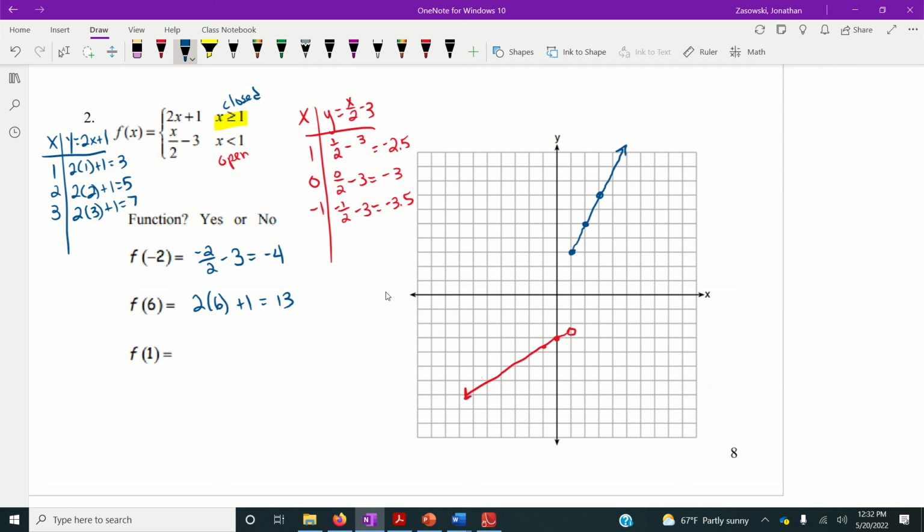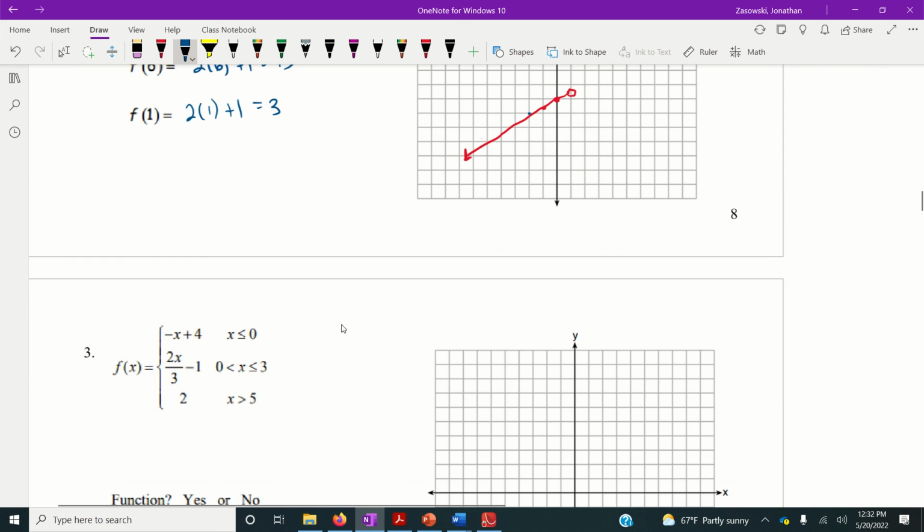All right, and then if we want to plug in 1, we're not going to use the bottom one because it's not equal to, we're going to use the top. So 2 times 1 plus 1, and that's 3. And you can see, we're at 1, we're at 3, right? When we're at 6, which is way over here, we're off the graph, so it's going to be up here at 13. And when we're at negative 2, you can see that the graph should be going through right there at negative 4. Okay? Good work so far.